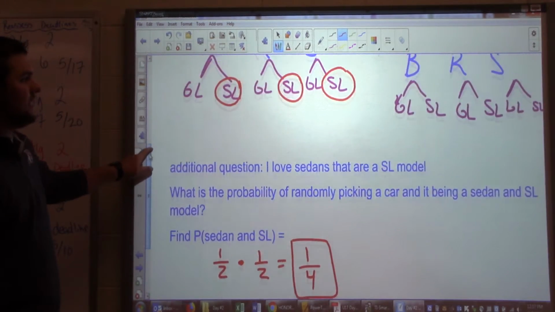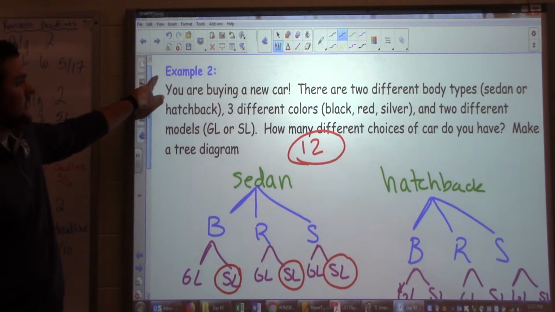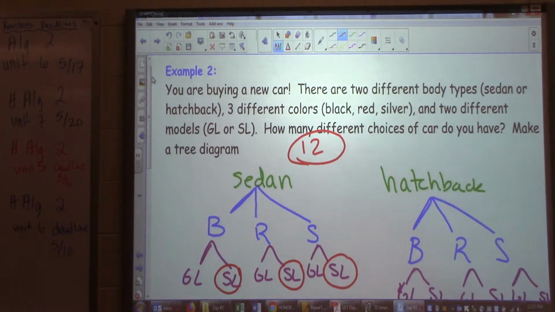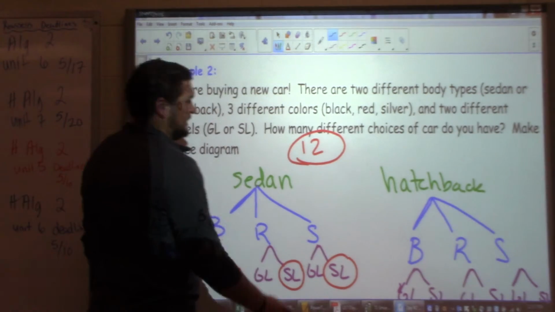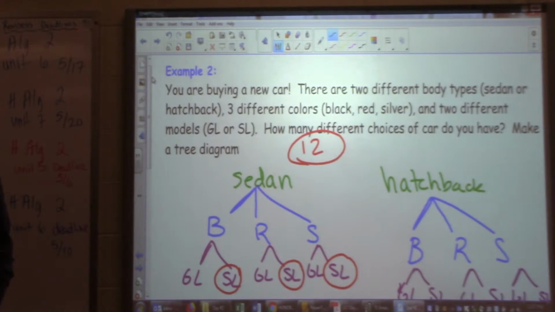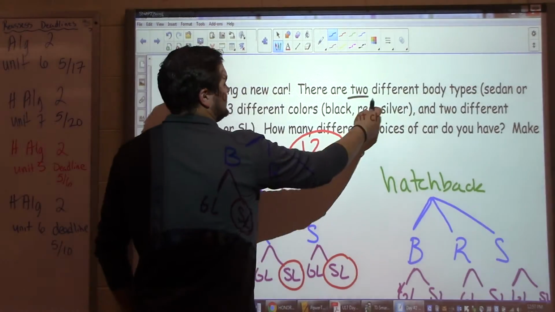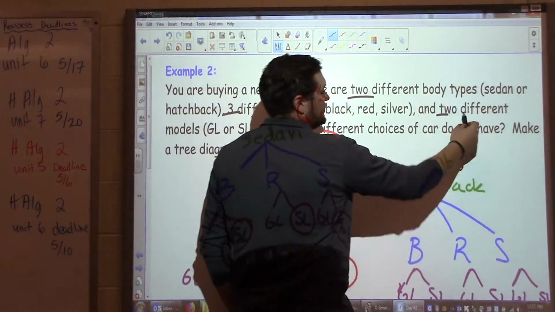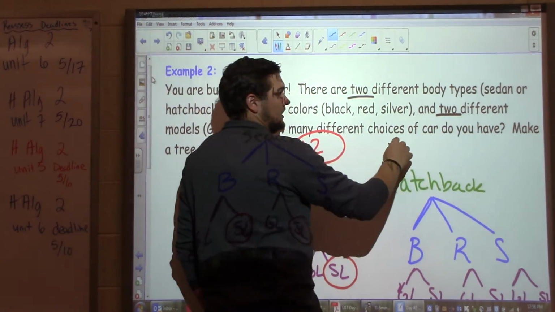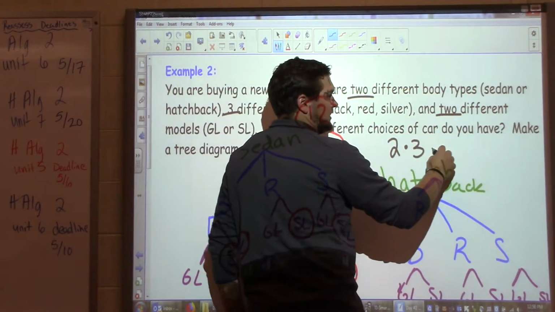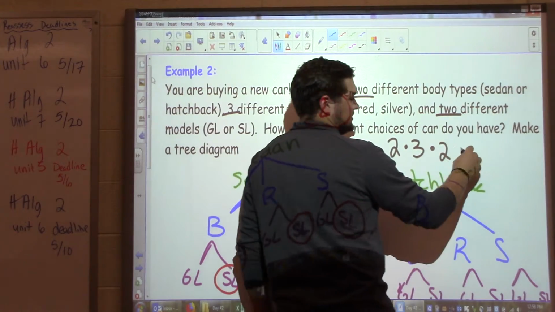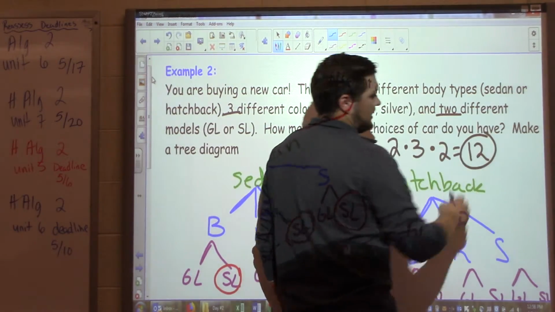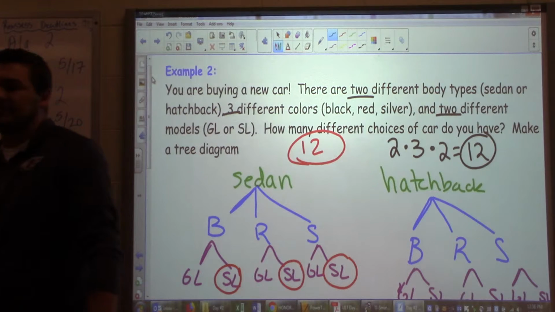How could we do it with multiplication? What would we have done to figure out our number of car choices if we used multiplication? Multiply what, Colton? You said multiply numbers. Just any of them? Multiply them? 3 and 2. Okay, so 2, 3, and 2, right? Just keep multiplying your choices. 2 body types times 3 colors times 2 models would get us 12 choices still, right?